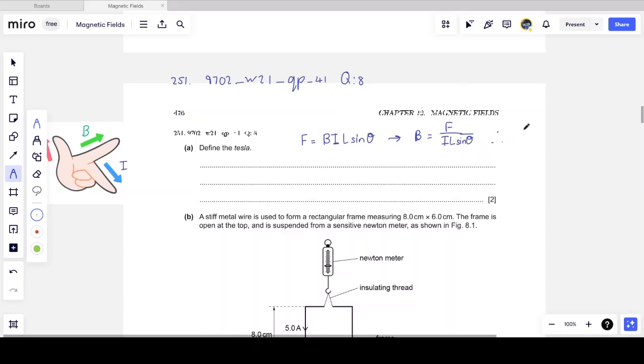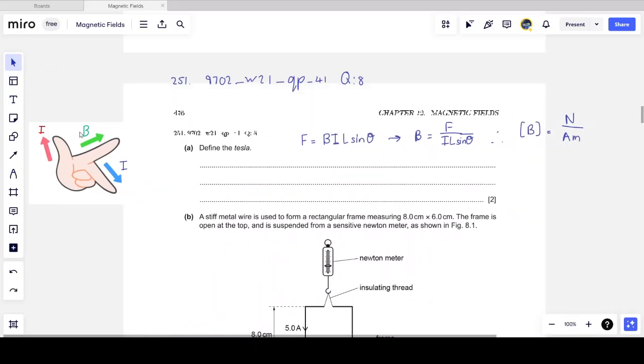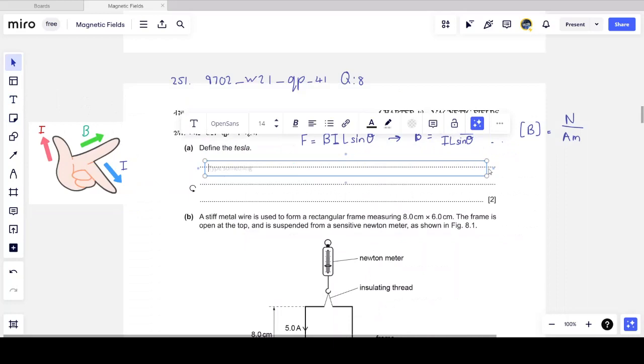And what I can see from here, therefore, is that the units of B, I'm going to use square brackets to denote units, is a Newton over an ampere meter, a Newton per ampere per meter. So that can help me actually in the definition. Again, these definitions are things that you can just sort of memorize, but you could also use your knowledge of the topic to write this definition.